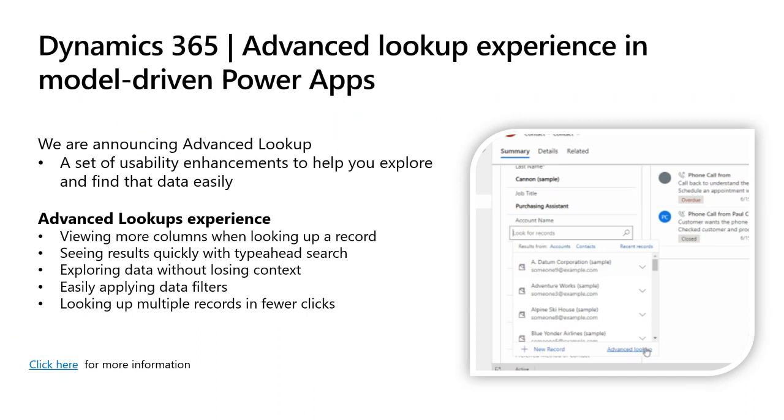Apply data filters more easily, and also look up multiple records in fewer clicks. So lots of good functionality coming here. This is something that you do need to go enable. So if you're interested in this functionality, which I think probably most users would be, as an administrator, you do need to go enable that advanced lookup experience, and that's just through a feature setting in the Power Platform Admin Center. Also, lots of good documentation out there about how this works, and more information.